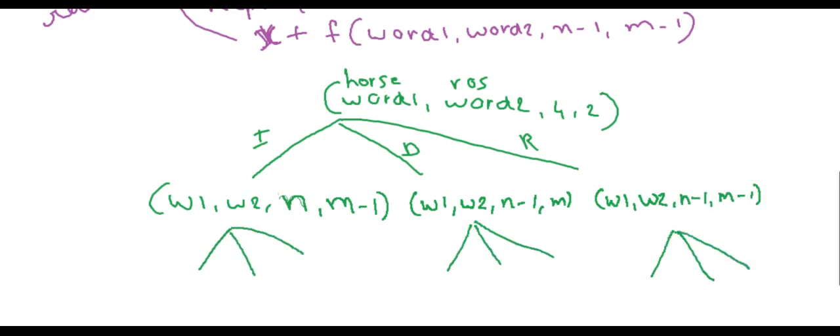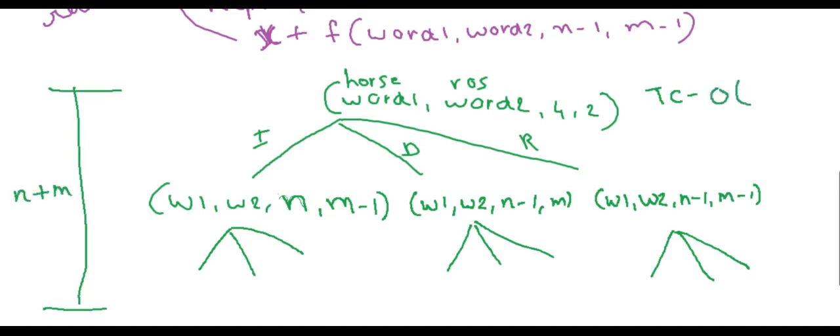So what is the time complexity? If you look at this recursion tree, it has how many branches? 3 branches. And what is the height of this tree? The height of this tree will be n plus m. That is the max height it can go. So the time complexity will be big O of the number of branches, which is 3, and the height of the tree, which is n plus m. So that is the time complexity.